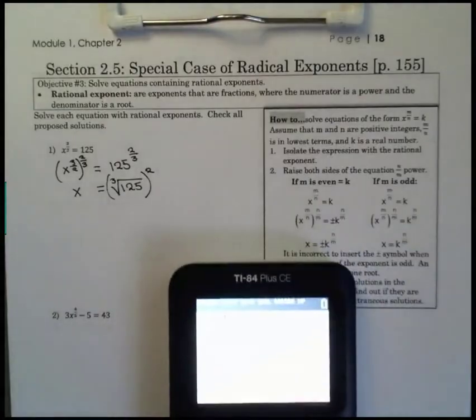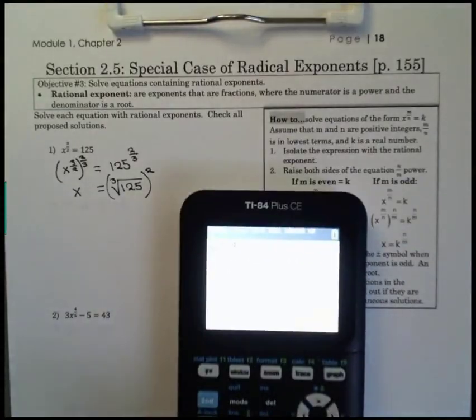Okay. Calculator might have to take a break on us here. See if I can get the light fixed. Hang on just a second and I'll get it fixed for us.